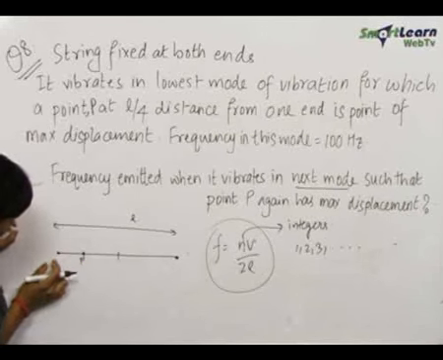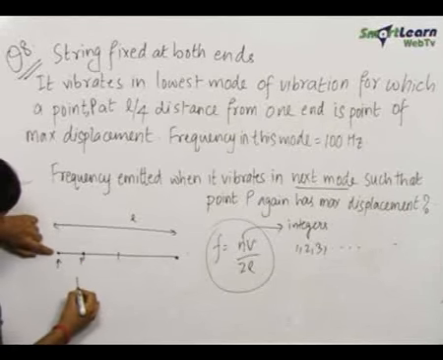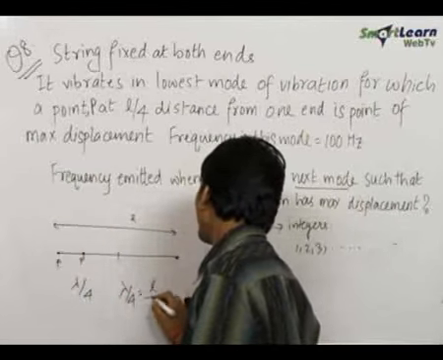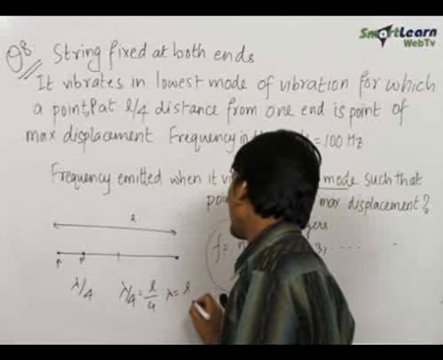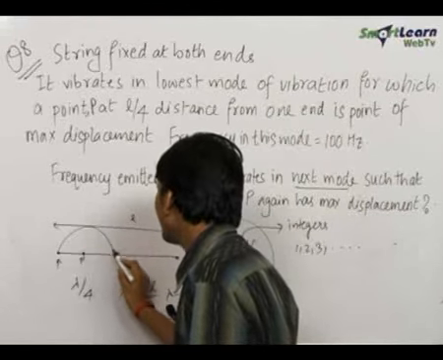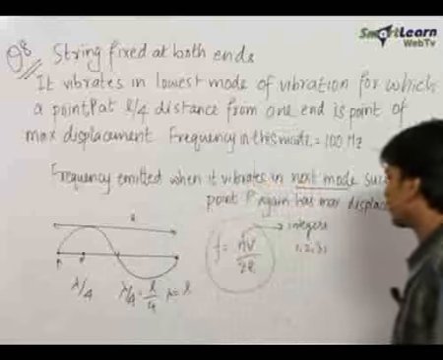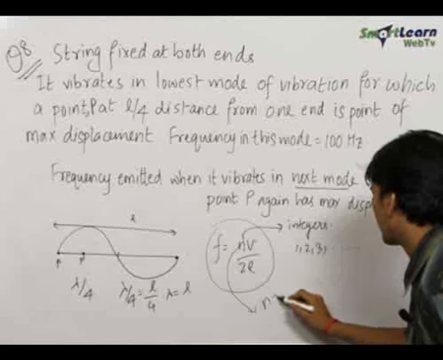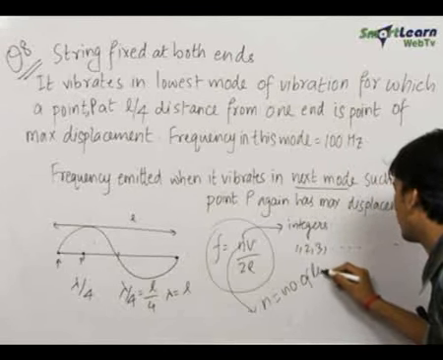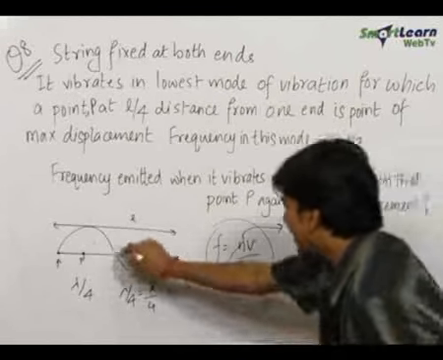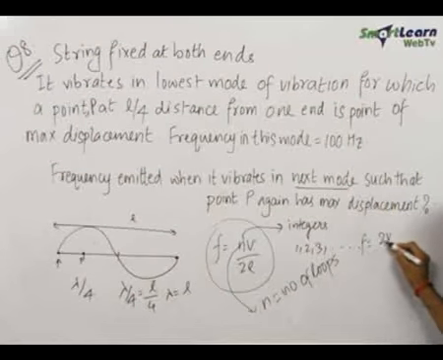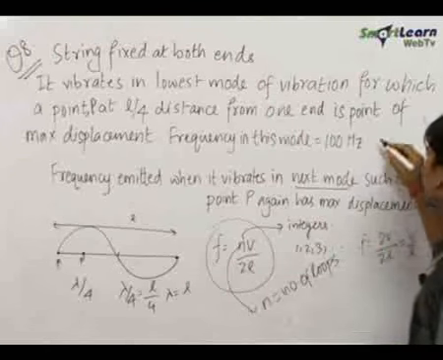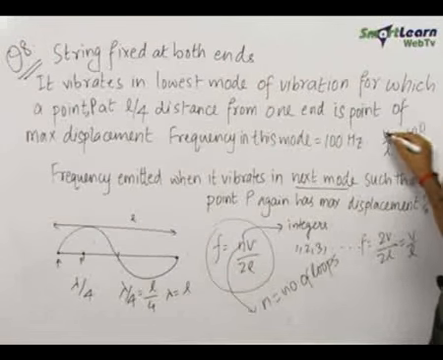The distance of the antinode from the first node, that is this point, is lambda by 4. Therefore lambda by 4 is equal to L by 4, that is, lambda is equal to L. Therefore it is vibrating in this fashion. Therefore the number of loops is 2. Here n is also the number of loops. Therefore it is vibrating in 2 loops. Therefore the frequency is equal to 2v upon 2L, that is equal to v upon L, and the value of v upon L is given to be 100. Therefore what we remember is that v upon L is equal to 100.